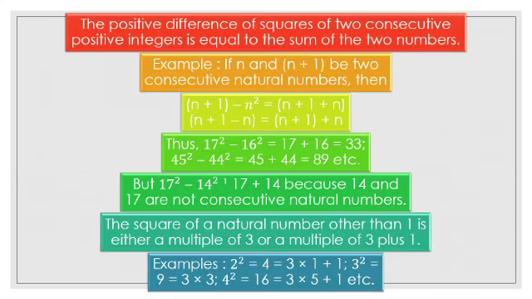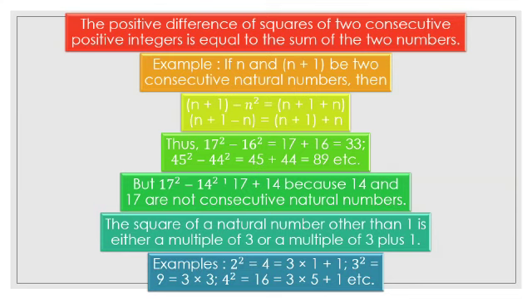The positive difference of squares of two consecutive positive integers is equal to the sum of the two numbers. Example, if n and n plus 1 are two consecutive natural numbers, then (n plus 1) squared minus n squared equals (n plus 1 plus n) into (n plus 1 minus n), which equals n plus 1 plus n. That is the answer. Example, 17 squared minus 16 squared is always equal to 17 plus 16 equals 33.